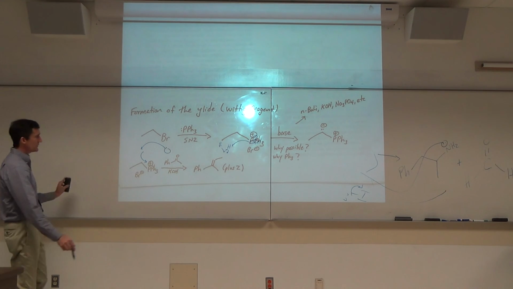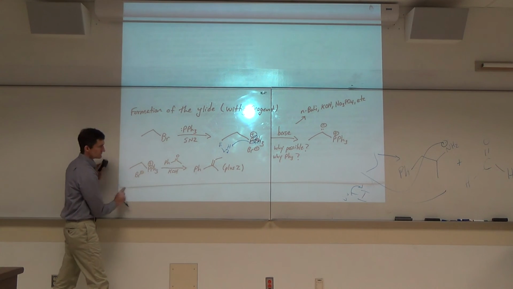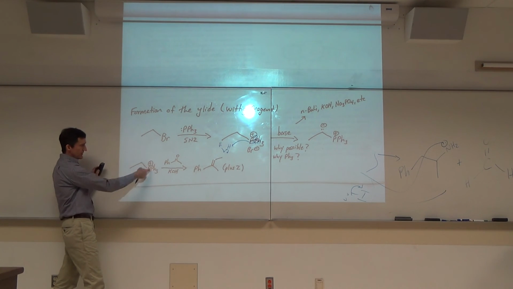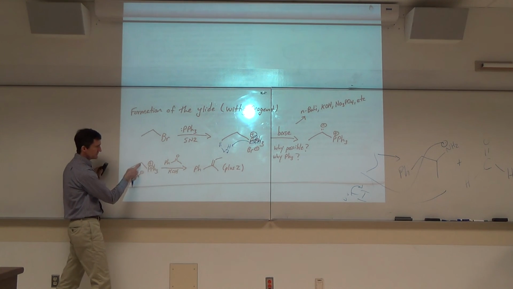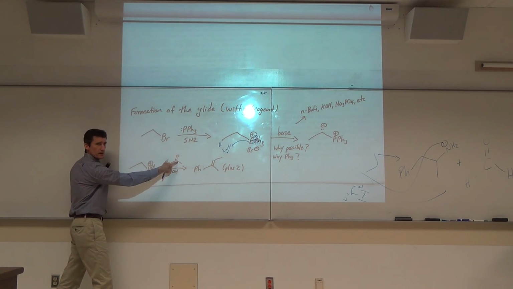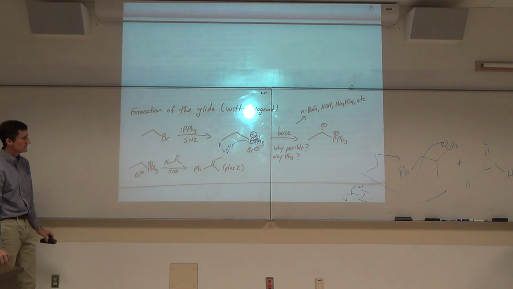Okay, so we can put this all together and show maybe a Wittig reaction like this. Here's a phosphonium salt. Some base is going to generate the ylide. We've got a carbonyl compound that'll react there. What do we get? Here we go.